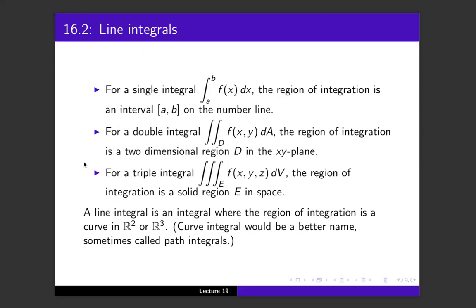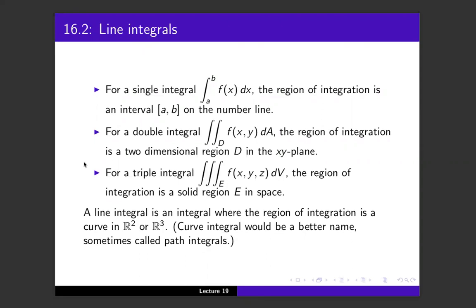And then you get a triple integral. A triple integral is an integral over the region E, which is just the letter that comes after D, which is the only reason we call it E. And that's a triple integral over a solid region in space. The solid region is a three-dimensional object, and there are three integrals, and it has volume. So these are the different kinds of integrals that we've seen.